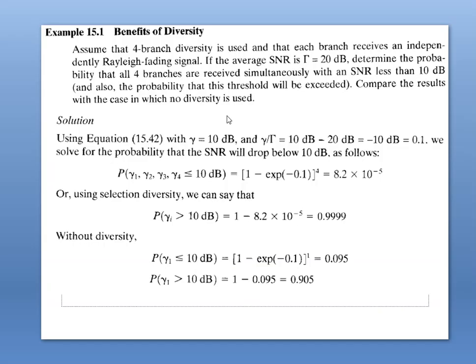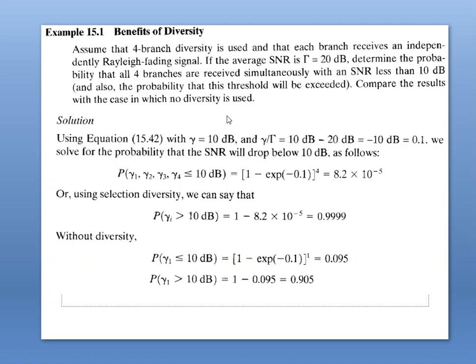Without diversity, we have to calculate the value of the probability. Now, P of gamma 1 less than or equal to 10 dB is 1 minus exponential of minus 0.1 whole power of 1, which is approximately equal to 0.095. So if it is greater than 10 dB, it is 1 minus the above value, that is 1 minus 0.095, which is approximately equal to 0.905.